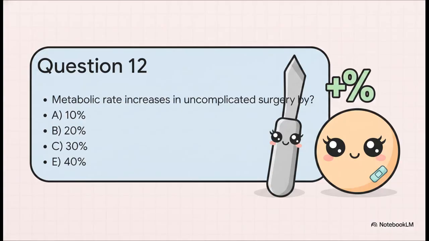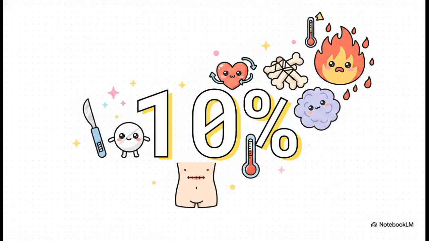Let's tackle the final scenario in this drill. Basal or resting metabolic rate is increased from its baseline value in uncomplicated surgery up to what percentage? A. 10%, B. 20%, C. 30%, D. 40%, or E. 50%. Hit A, 10%. An uncomplicated elective operation really only causes a mild metabolic disturbance, increasing the basal metabolic rate by just 10%.